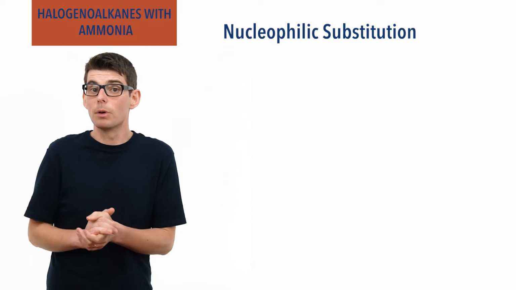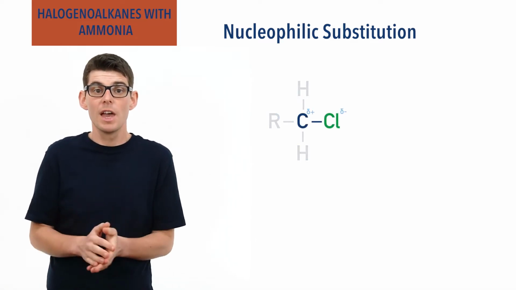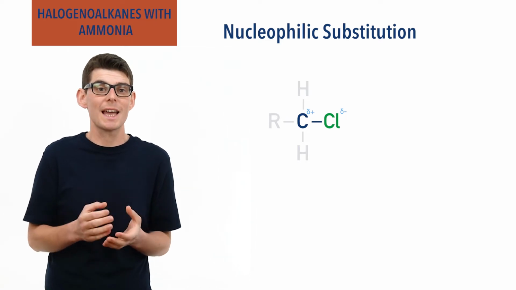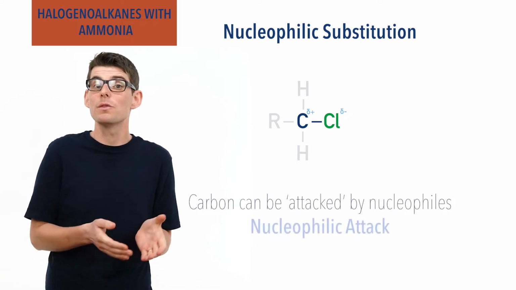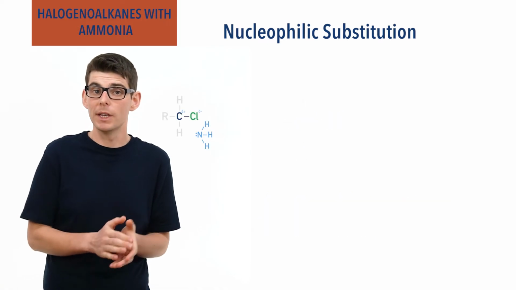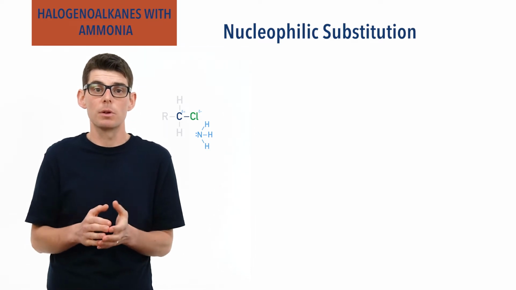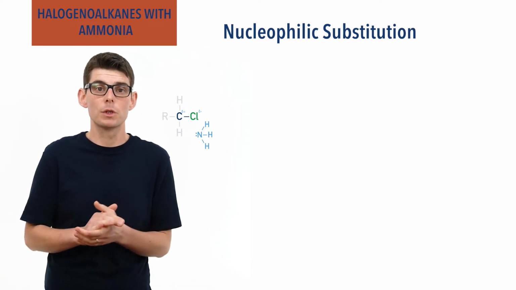The carbon atom bonded to a halogen in a halogenoalkane has a partial positive charge, and this makes it vulnerable to attack by nucleophiles, nucleophilic attack. When a halogenoalkane is mixed with ammonia, the nitrogen in the ammonia gets attracted to this partially positive carbon and forms a bond to it.